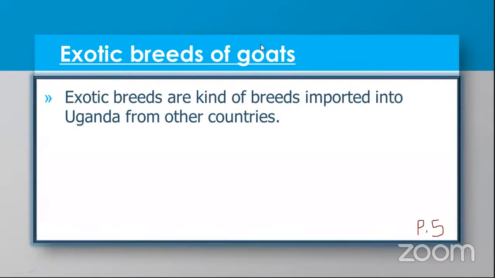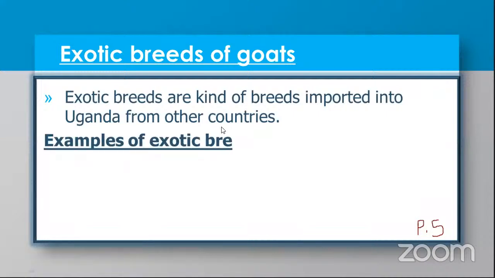Now let's try to give examples of exotic breeds of goats. There are very many examples. These are breeds that are imported into our country because of their quality. Some produce a lot of milk. Others produce quality meat. Others provide us with wool, like the mohair that we talked about. So let's try to give the examples.